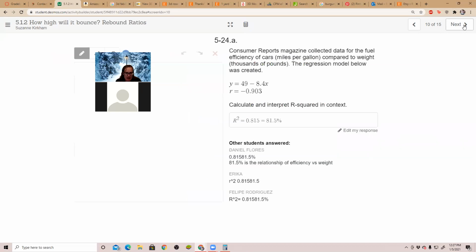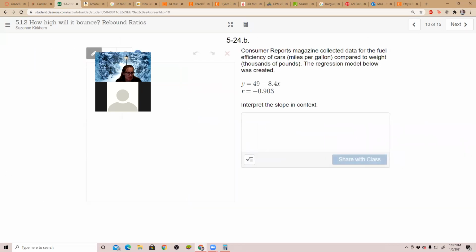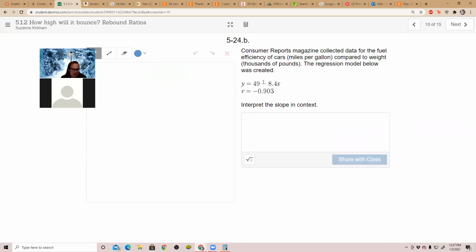Okay, page 10. Interpret the slope in context. So right here, the slope is negative 8.4. So what does negative 8.4 mean? So a negative slope would mean that the heavier the car is, the less efficient it will be.